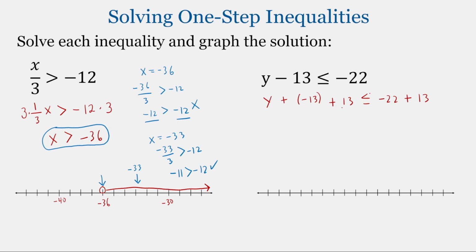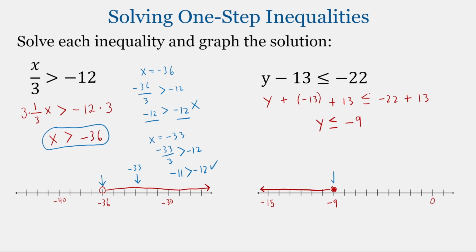-13 plus 13, that's 0. So we have y on the left. That's -9 on the right side. We added across the inequality, so there'll be no change in the direction of the inequality. So we have y less than or equal to -9. We'll place -9 on our number line. We have a closed circle because -9 is included. And we will shade to the left, or smaller than -9.